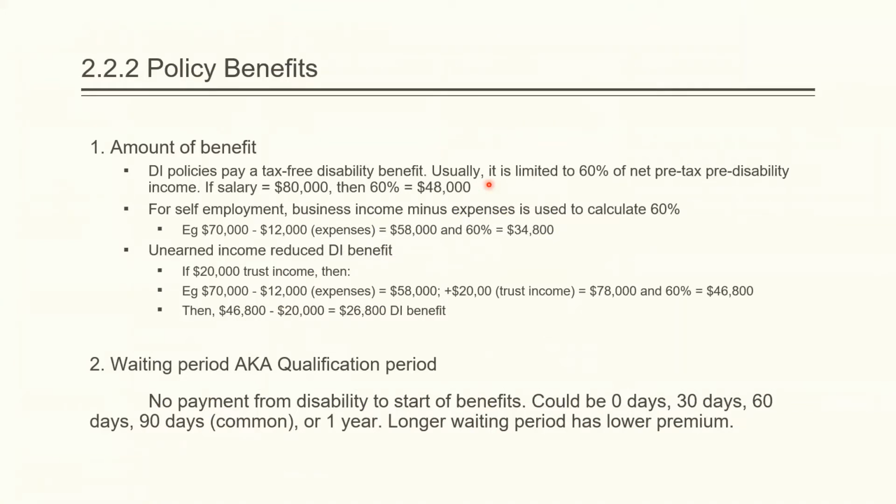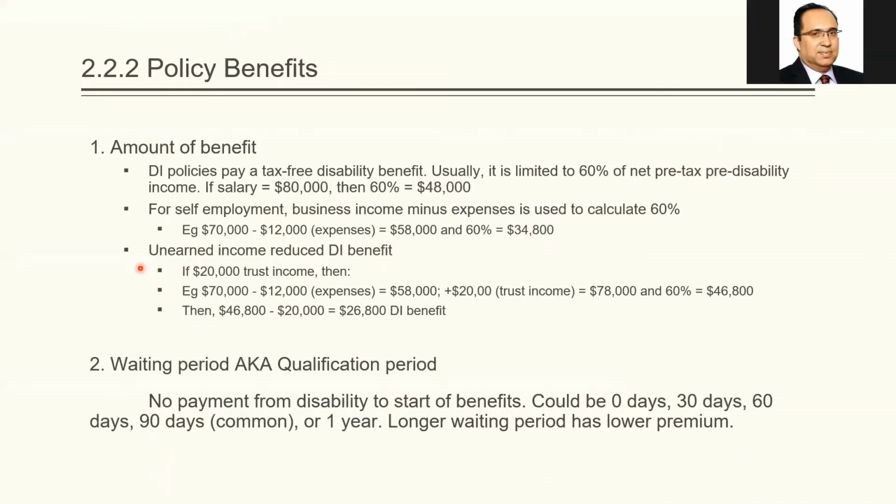So for self-employed, the way to calculate is the business income minus the expenses. The net income is used to calculate the 60%. So in this case, if 70,000 is the business income, we minus the $12,000 expenses. So we get $58,000, and then 60% of that will be $34,800. So that will be the calculation for self-employed.